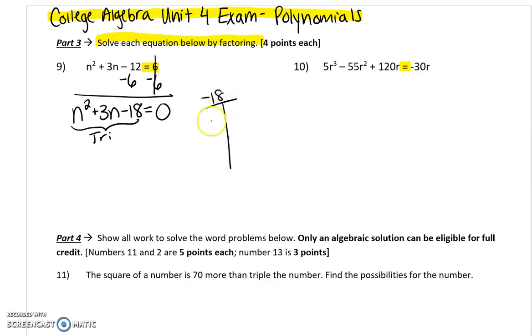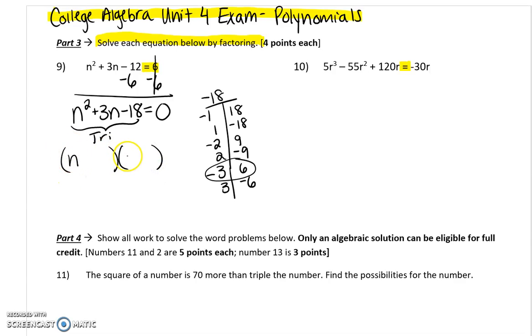So when we think of the factors of negative 18, it's either going to be 1 and 18, one's positive, one's negative, 2 and 9, one's positive, one's negative, or 3 and 6, one is positive, one is negative. When we look through our choices, we want them to add to positive 3. That's going to be the minus 3 and the positive 6. So this now gets factored into n and n, minus 3 and plus 6. Don't forget to bring down the equal 0. This is an equation. We can't lose the right side of this equation.